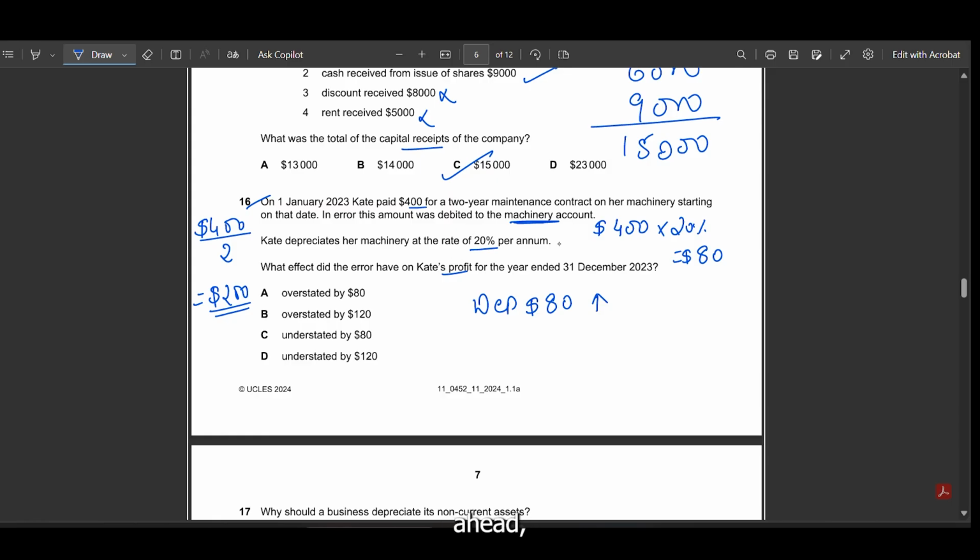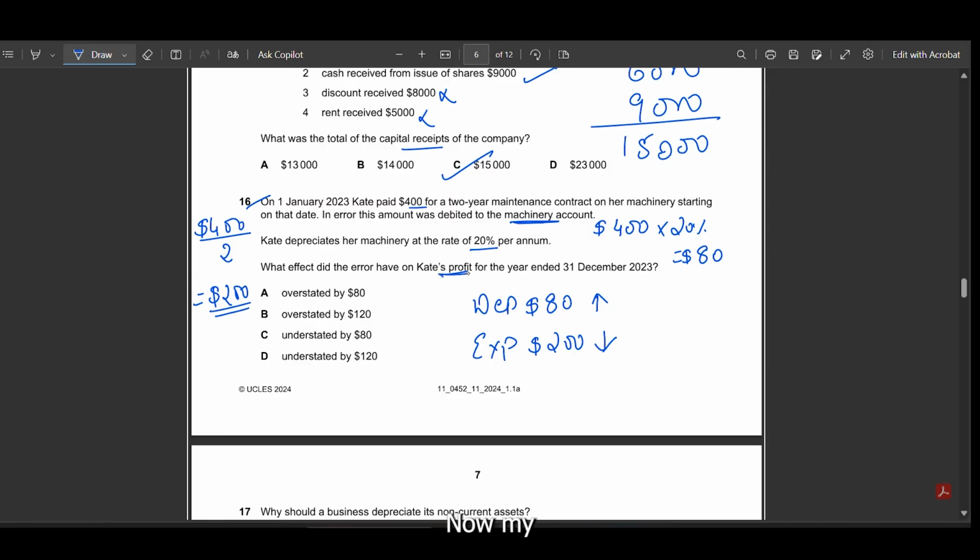Now moving ahead, let's see that instead of recording this 200 as an expense, she recorded it in the machinery account. So my expense column, or whatever the machinery expense was, is understated by $200.